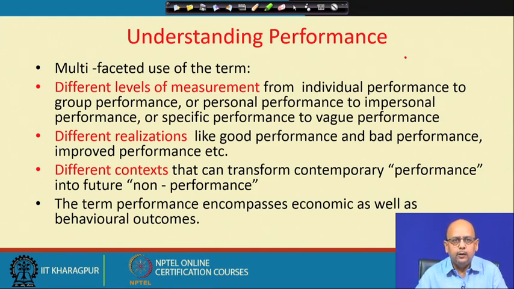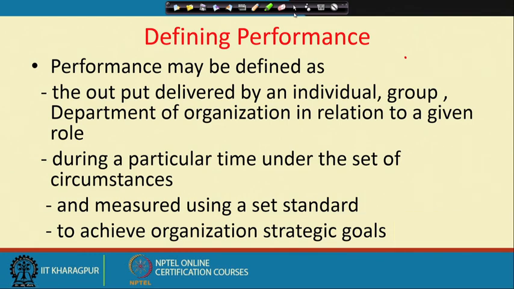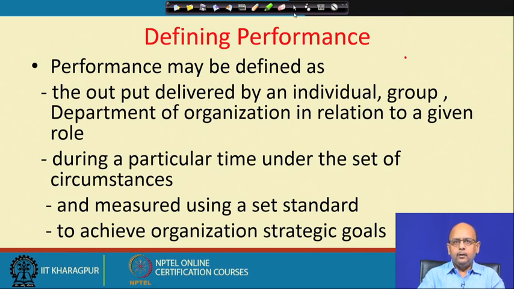So, we have looked into the various facets of performance. Now, what we are going to see is how we are going to define the performance of an individual, right. Now, performance is defined as the output that is delivered by an individual, a group or department of an organization in relation to a given role. Now, if you look at this definition, it says that it is the output which is produced by an individual, a group or an organization, and this output is based upon the activity that is carried out by the individual, group or the department.